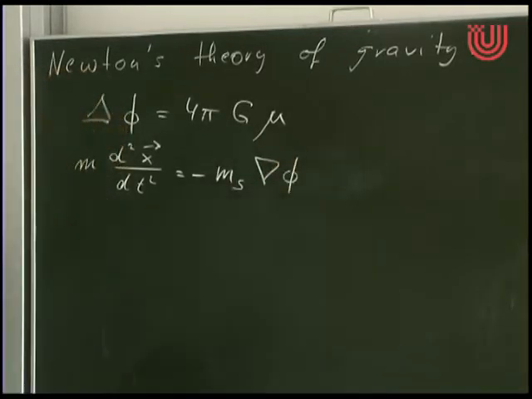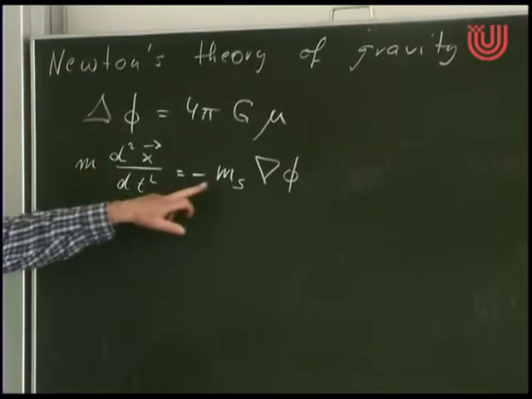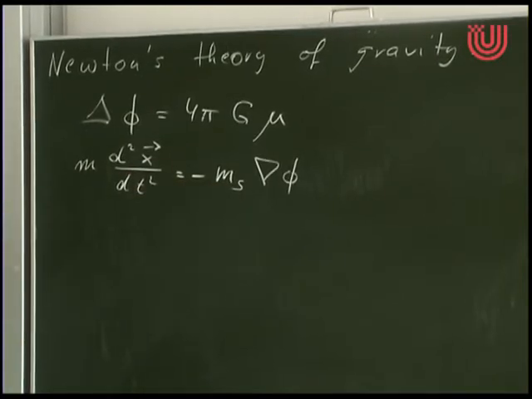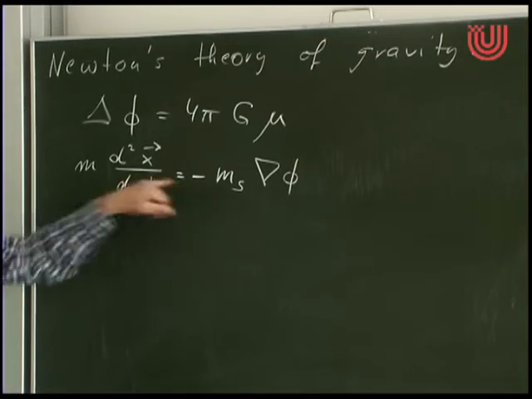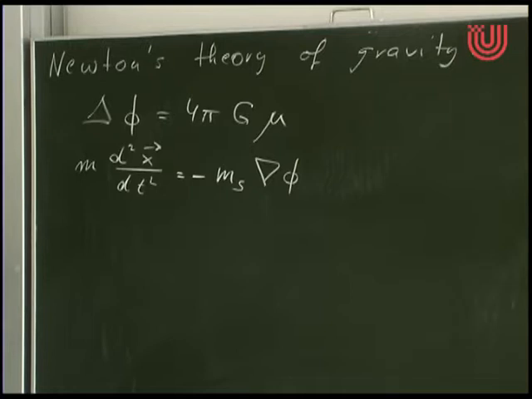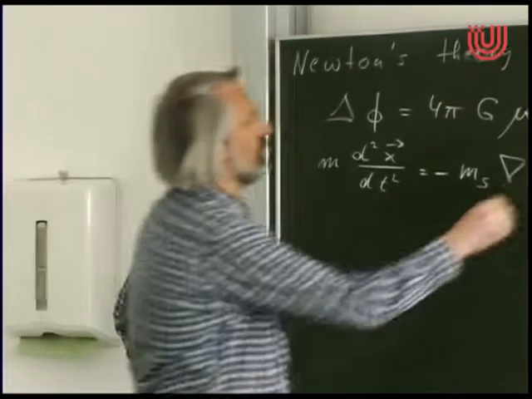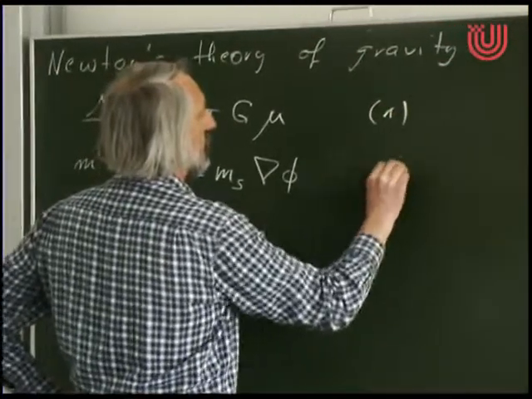gradient of phi. So I distinguish the inertial mass and the gravitational mass, which just as an experimental result we find actually to be equal for all bodies. But the theory doesn't give us any reason for this. So let's denote this here equation 1 and this equation 2.